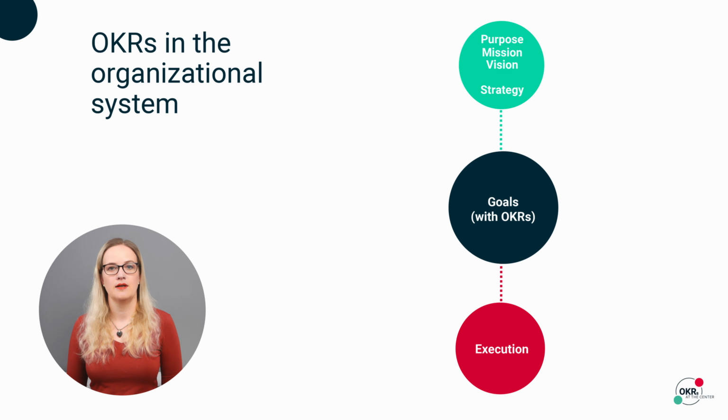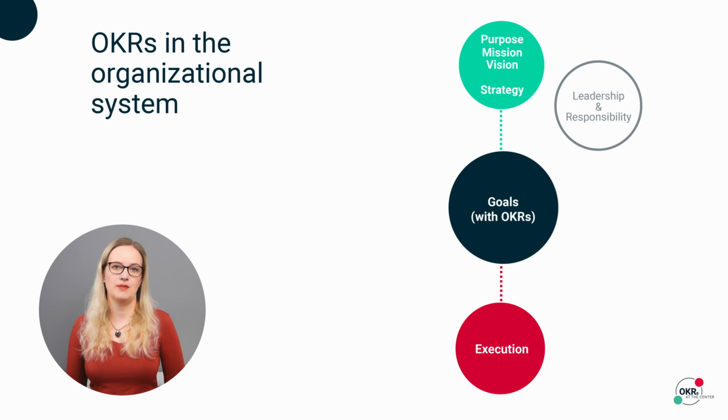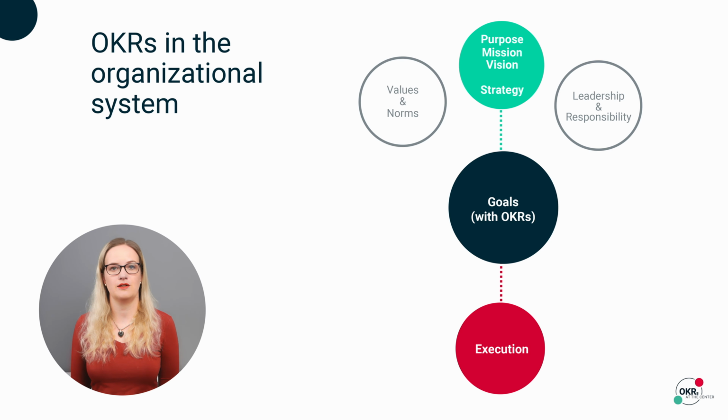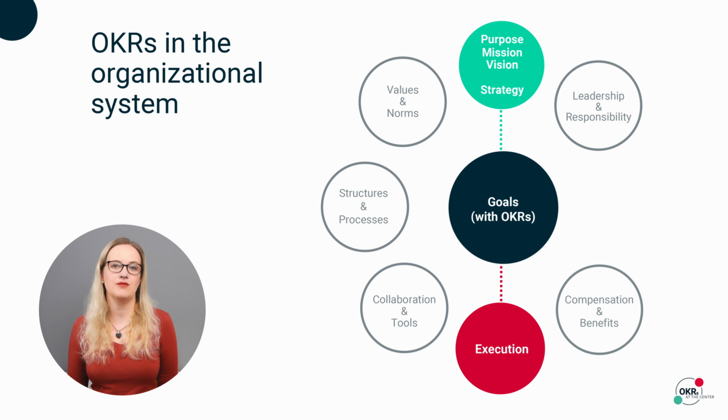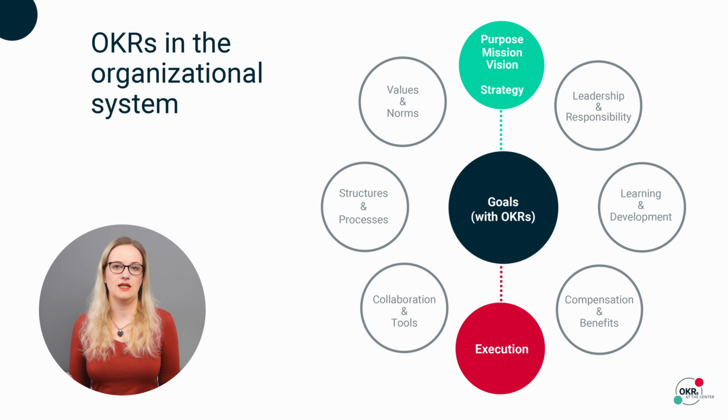So for example, the way leadership is treated in your company or how you take over responsibility. The values and norms that have an impact on your organization, or the structures and processes that are currently in place. Same is true for how you collaborate with each other or the tools that you use on a daily basis. And if we look at it from an HR point of view, how compensation and benefits work in your organization, whether or not goals are connected to compensation, and for example, how learning and development is working out in your teams. All these organizational elements are already in place in one form or the other, and they have a close connection to the way you work with goals.